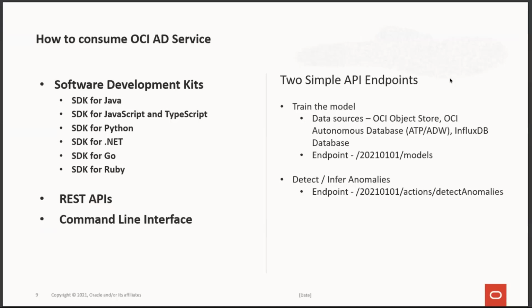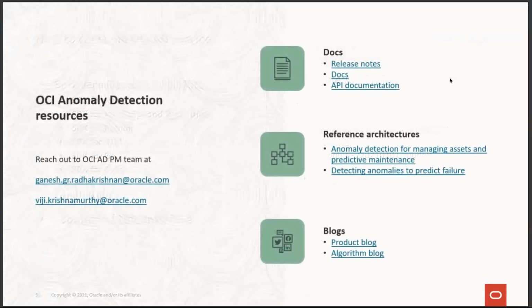The OCI anomaly detection service can be consumed in multiple different ways. We expose a REST API so that applications can directly consume the REST API. We also ship several SDKs for pretty much all of the popular programming languages out there. We have an SDK for Java, JavaScript, Python. You can see the list there on the slide. And we also support a command line interface as well. So this was a very high-level overview of what the anomaly detection service is.